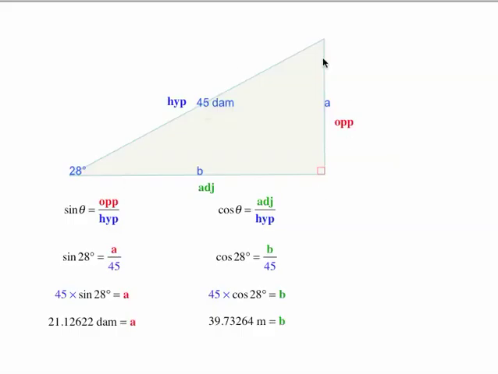Okay. And then, to figure out the perimeter, we're just going to add up the sides that we know, okay, which is the A side and the B side and the hypotenuse, right? The A side, B side, and C side. And so, the A side is 21.12622, the B side is 39.73264, and the C side is 45. We add all that together, you get 105.85886 decameters. Okay, so let's plug that in as our answer.